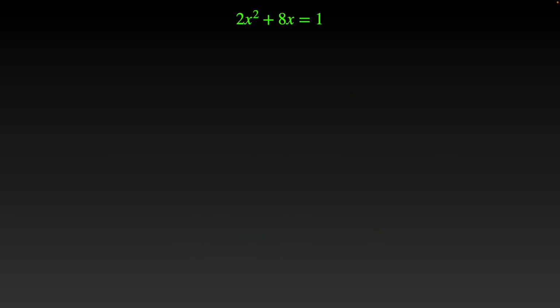Here is our example. First thing we want to do is check that the coefficient of x squared is 1, which means the number of x squared is 1. The number in front of x squared is 2, it is not 1. So we must divide by 2 across. That means we're going to divide this term by 2, this term by 2, and also this one. Here it is. We get x squared plus 4x equals 1 over 2.